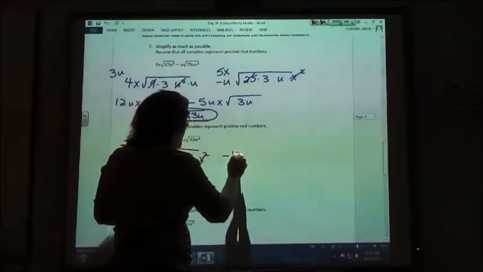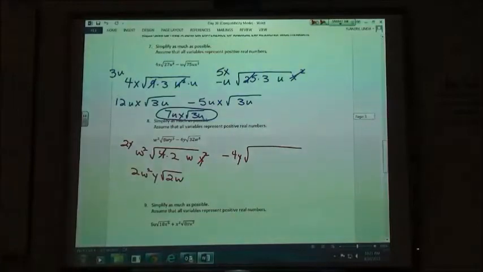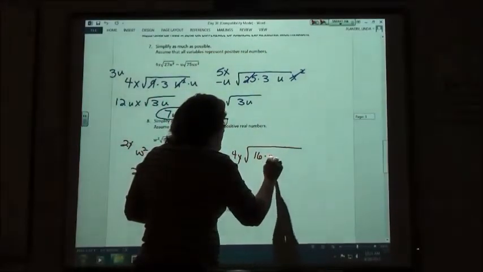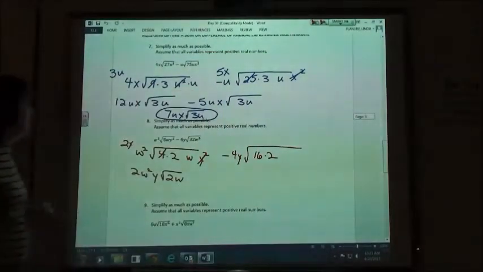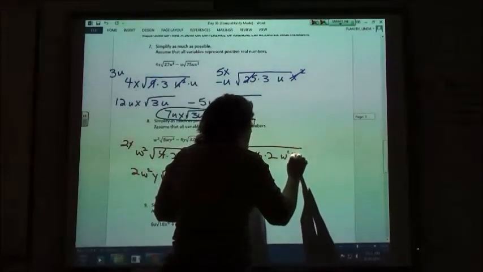Then we have minus 4y, and we want to simplify the square root of 32w to the 5th. 32, how should we factor 32? 16 times 2. 16 is the biggest perfect square that divides into 32. So although 4 would work, it's not the best choice. 16 times 2. How about the w to the 5th? W to the 4th times w.